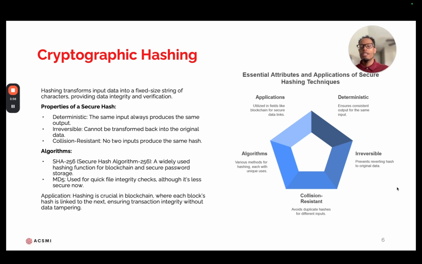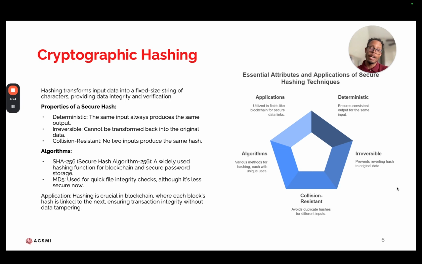Now, let's talk about cryptographic hashing. We talked about hashing being a one-way function, so it's kind of similar to what we're talking about here. Now, properties of a secure hash. The same input always produces the same output hash. That makes sense in a way. It's not reversible, like I just talked about, a one-way function. And ideally, it's collision resistant because no 2 inputs can produce the same output hash.